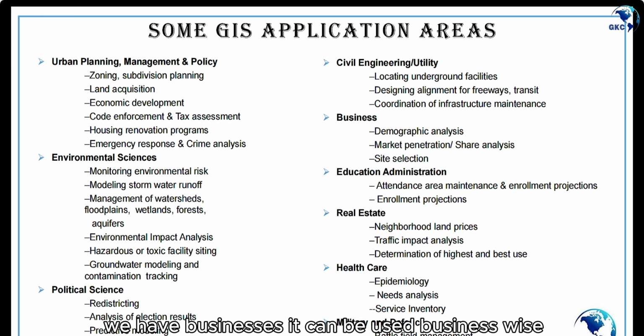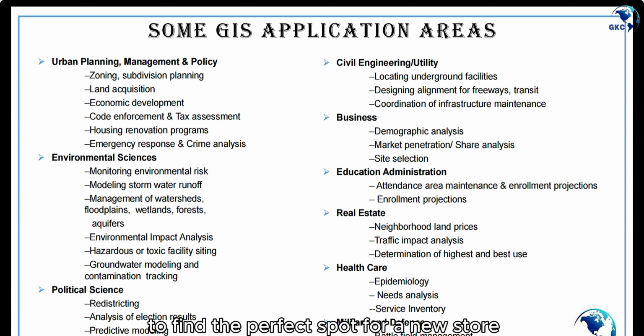We have businesses, where it can be used too. Retailers can use GIS for site selection to find the perfect spot for a new store, and a logistics company could use GIS to plan the most efficient delivery routes. Also for emergency services, police can use GIS to identify crime hotspots, and firefighters may use it to manage responses during a wildfire. Basically, if a question involves the word where, GIS can help us answer it.